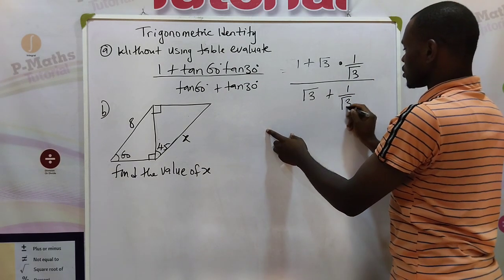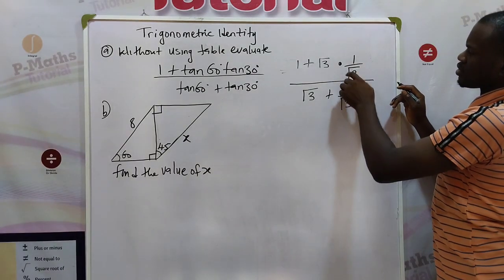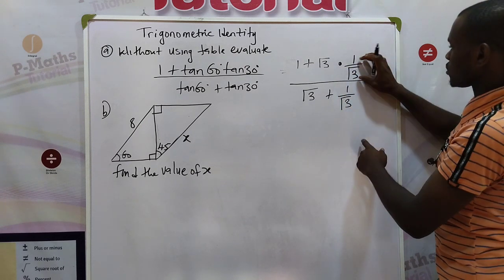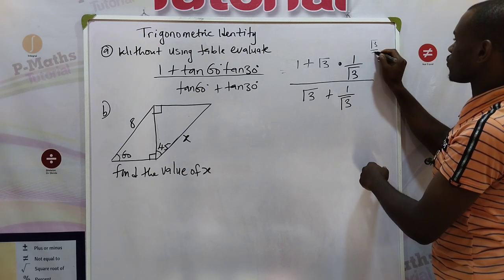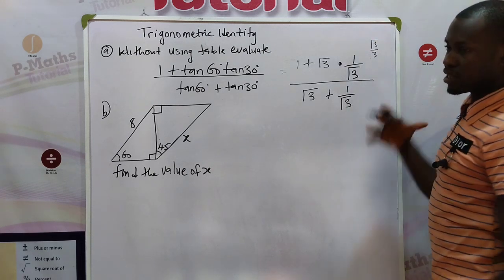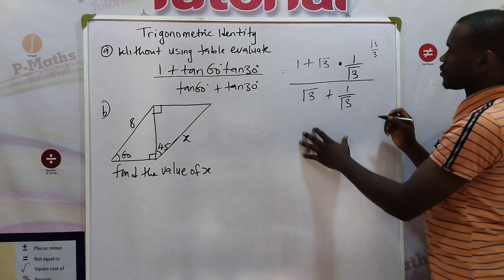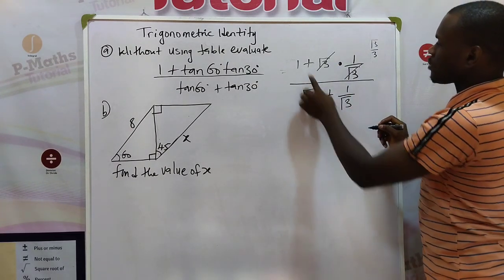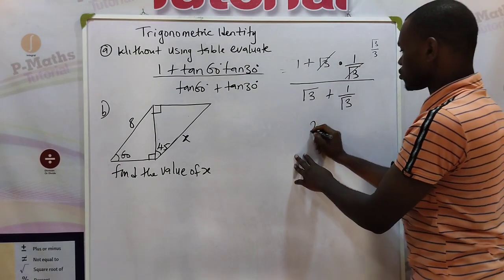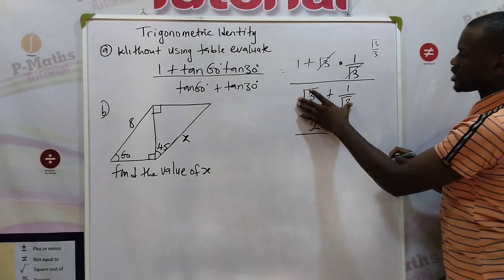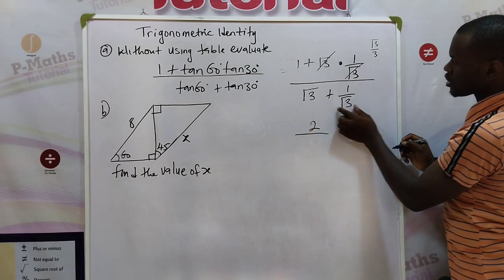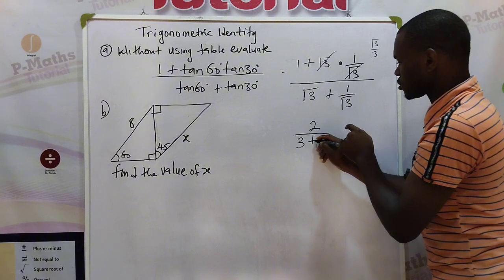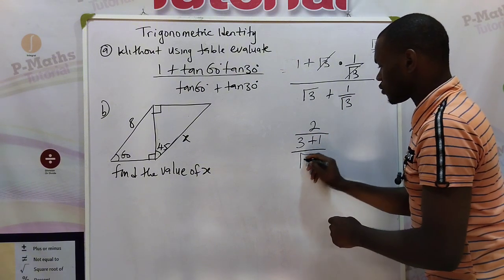You can equally use the rationalized form of this term to solve. The rationalized term is square root of 3 over 3. You can make use of this and get the same solution. So let's simplify. This square root of 3 will cancel out the square root of 3, so that we have 1 plus 1, which is 2. Then simplifying the denominator here: square root of 3 will multiply square root of 3. We have 3 plus 1 over square root of 3.